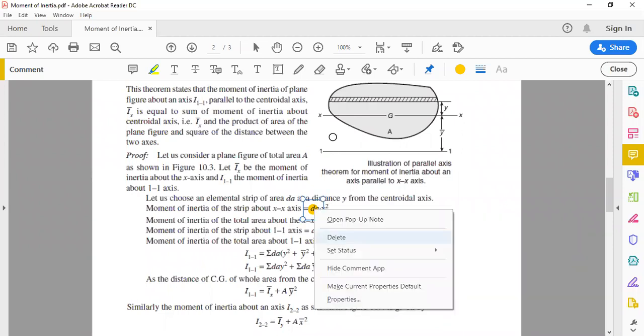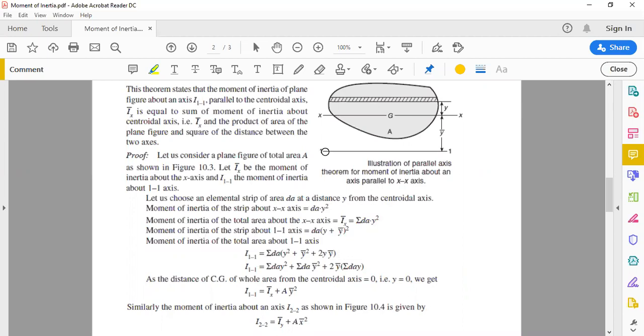In the next step, I am going to calculate the moment of inertia with respect to this axis, that is for the strip. So again, it will be area into perpendicular distance. What is area? Area is dA. What is perpendicular distance? It is y bar plus y, because the distance of this strip from axis 1 1 is y bar plus y. That is the square of the distance.